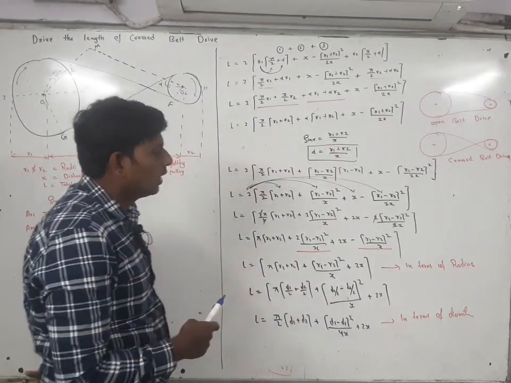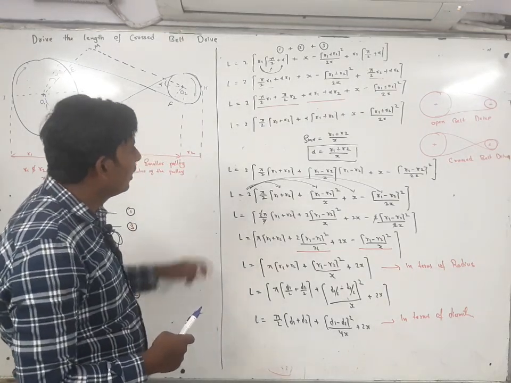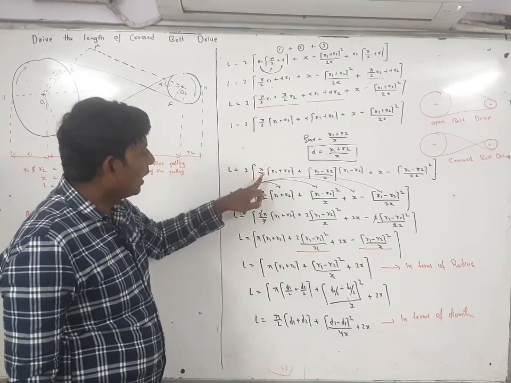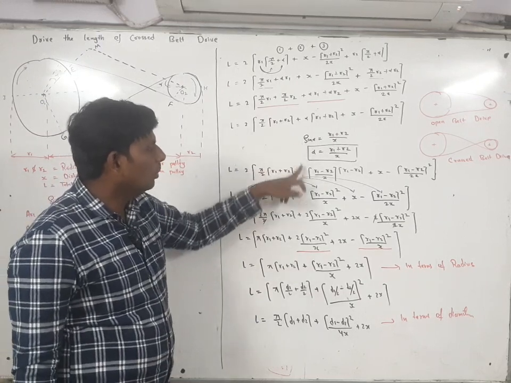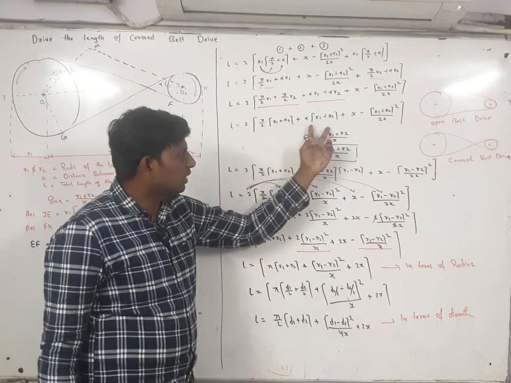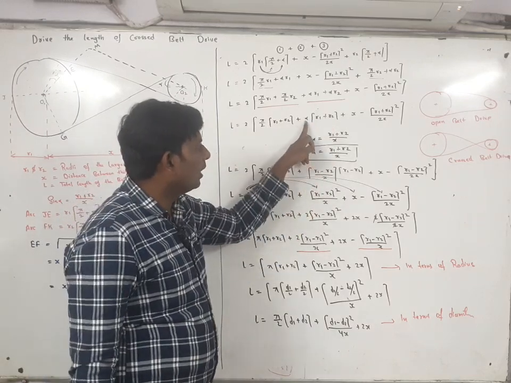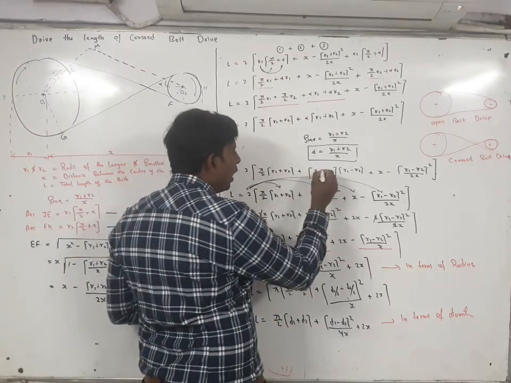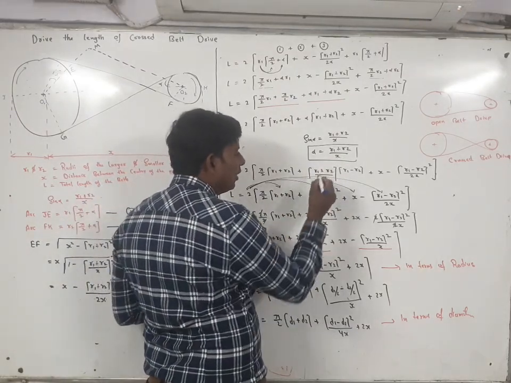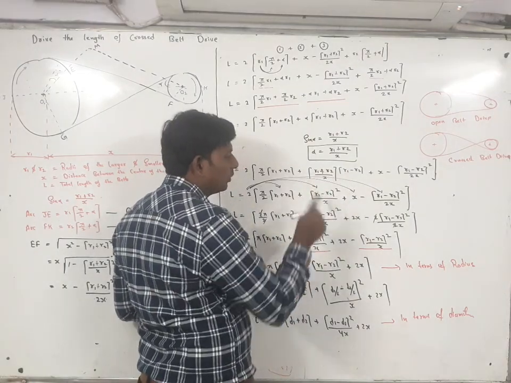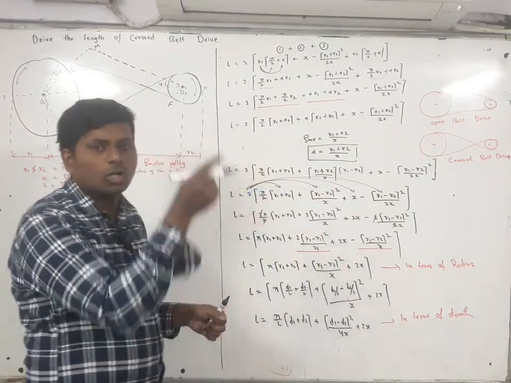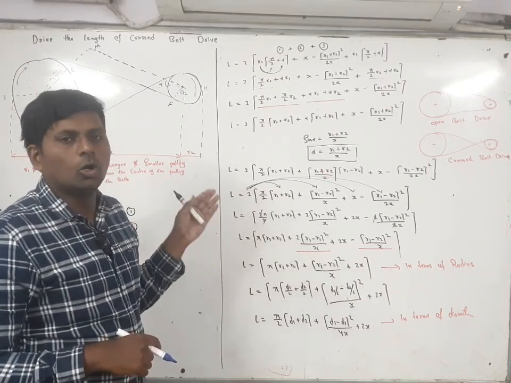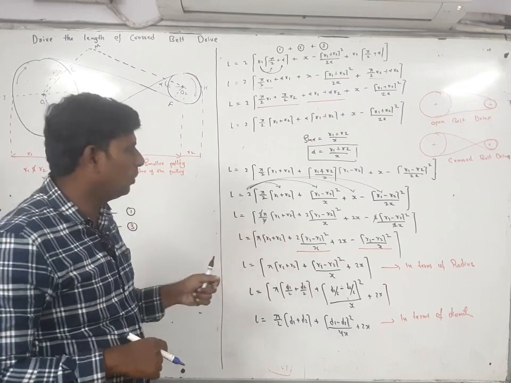Next, after getting that, write down the 2 as it is, pi by 2 R1 plus R2 plus. Then here in place of alpha, you can write R1 plus R2 by X. Previously it is minus for cross belt drive, plus for open belt drive; no, minus for open belt drive, plus for cross belt drive, okay.